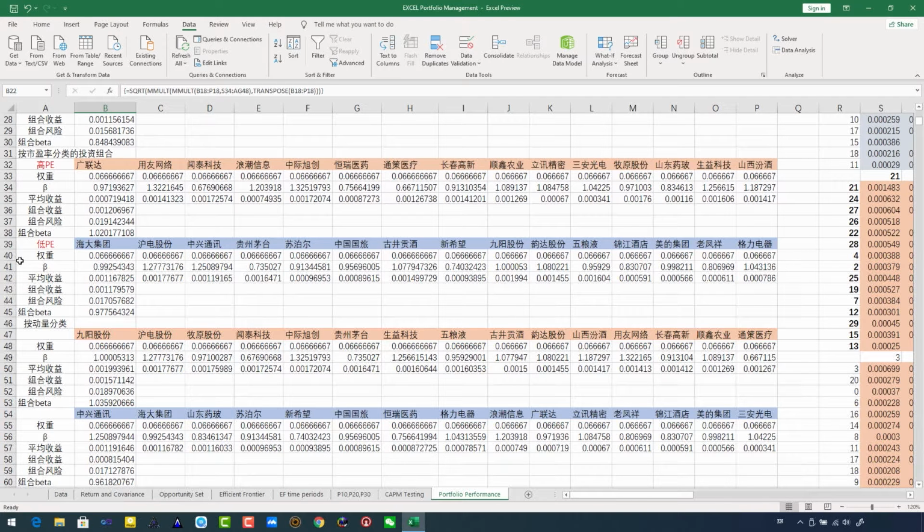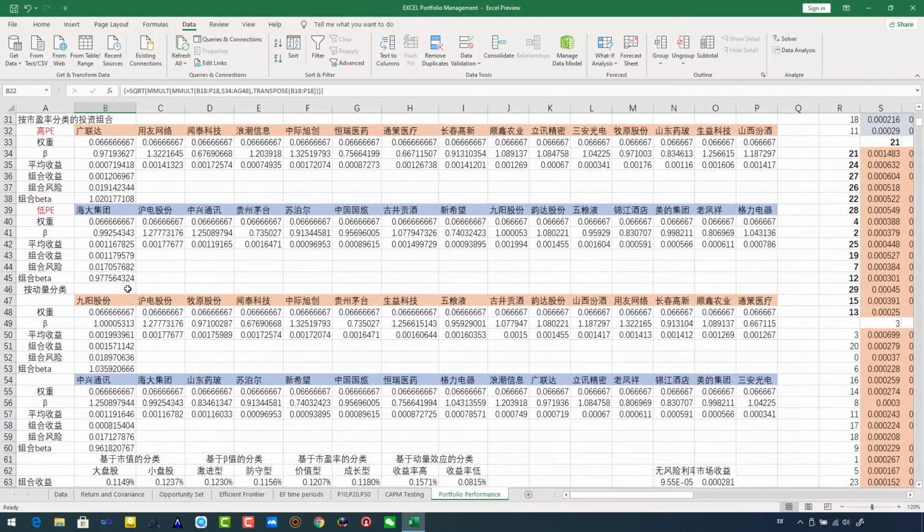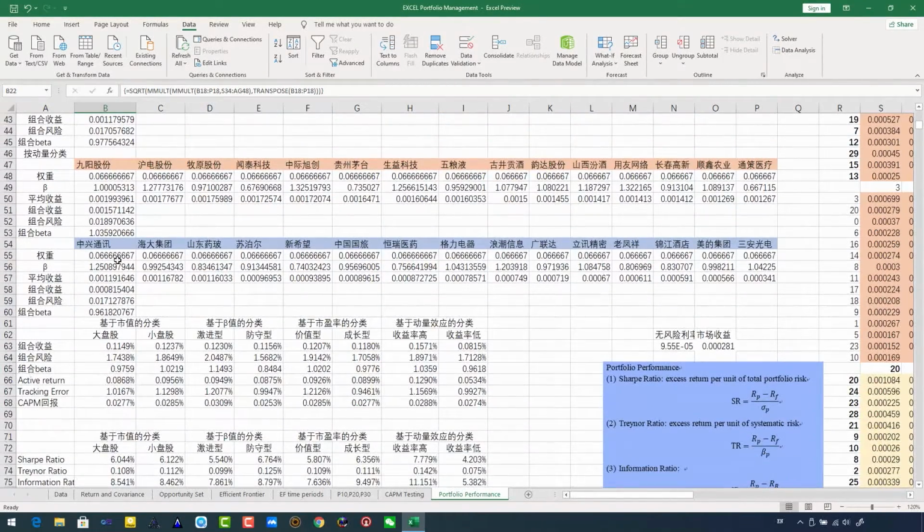So the lower PE ratio, usually we have the value stocks, and high PE ratio, we have the growth stocks. So based on different categories, and you see the stock names, definitely for lower PE ratio, we have the blue chip stocks, or what we always call value stocks in here, and we calculate the portfolio return and portfolio risk. And the last category for constructing our portfolio is based on momentum effect.